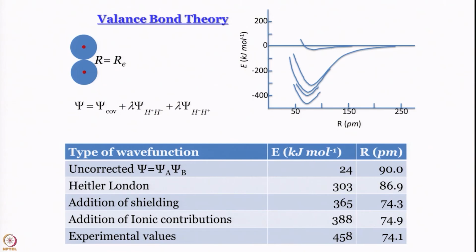Next, we want to discuss what happens in polyatomic molecules. What is the major difference between polyatomic molecules and diatomic molecules? Diatomic molecules can only be linear, polyatomic molecules can have many different shapes.